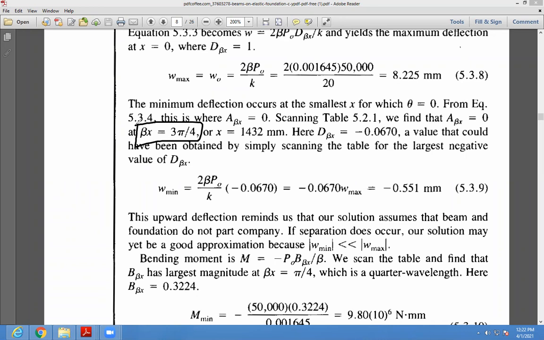Yesterday we have written the equations. So in that you can put the value of beta x equal to 3 pi by 4.